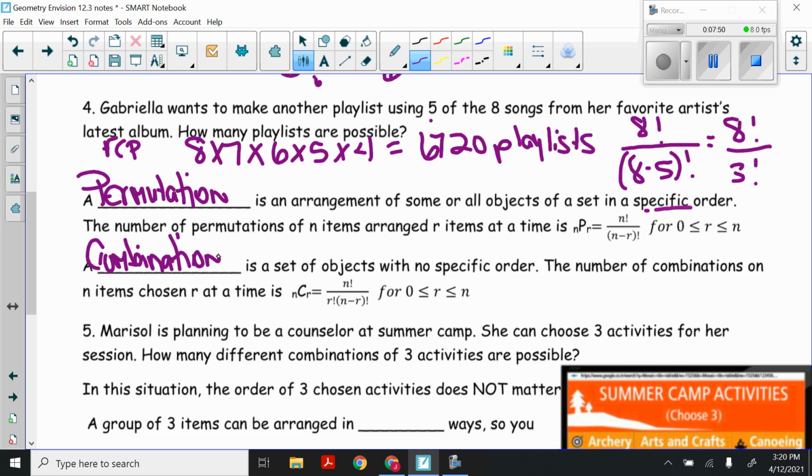Then we have what's called a combination. A combination is a set of objects with no specific order. The number of combinations of n items chosen r at a time is capital C with subscripts n and r. That equals n factorial divided by r factorial times (n minus r) factorial, as long as r is between 0 and n. I'm going to show you in class how to do both the combination and the permutation on your calculator. Your calculator has those as well.